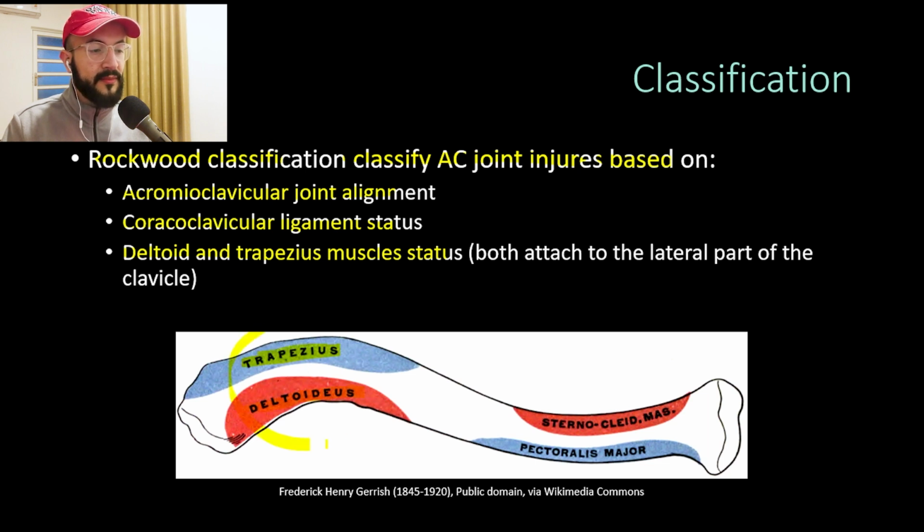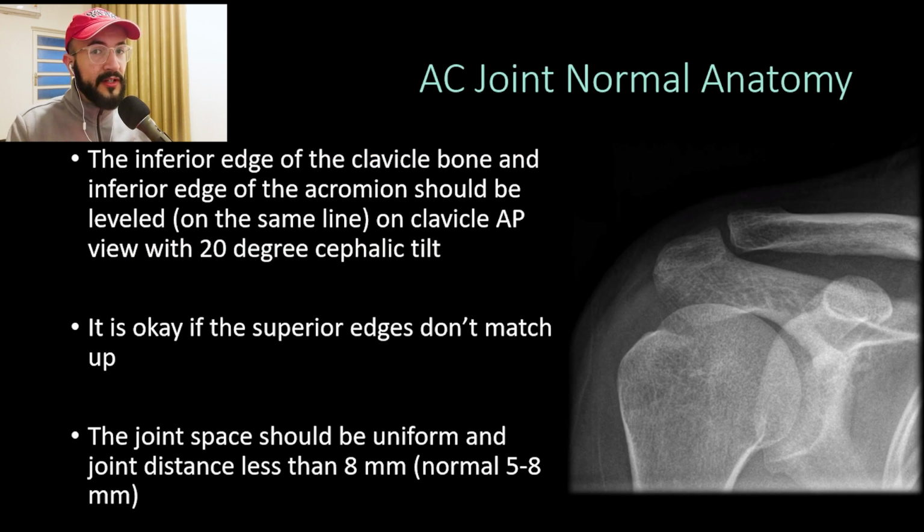So this is the lateral part of the clavicle, and as you can see, the trapezius and deltoid both insert at this part. So when the AC joint dislocates, those muscles will be detached from the clavicle. So we also use whether the deltoid and trapezius muscles are attached or not to classify these injuries. Before we explain the grades of the Rockwood classification, let's first explain the acromioclavicular joint normal anatomy.